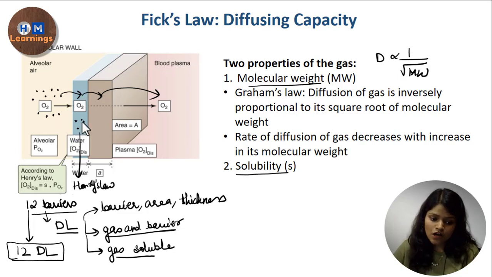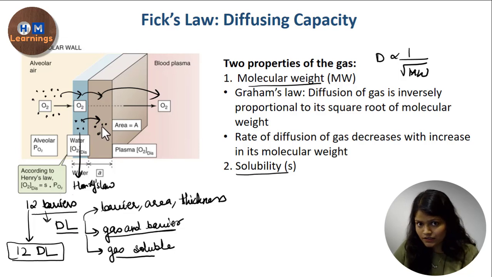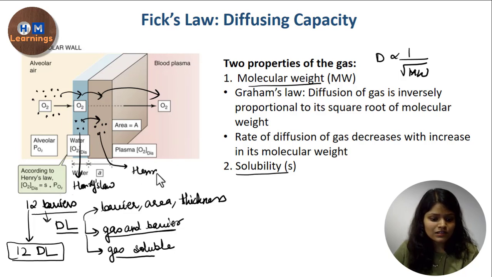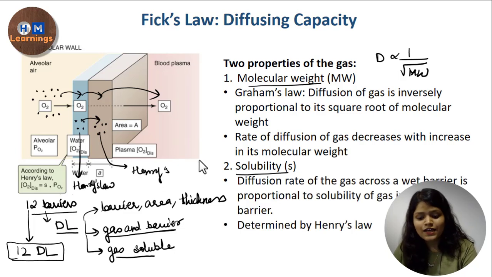Again, how much oxygen will come in through this barrier will depend upon how soluble it is in this barrier at a particular PO2. So that is also going to be explained by Henry's law. So solubility of the gas is important. The more soluble the gas, the more it can diffuse from one side to the other, and therefore it is directly proportional to the diffusion rate.